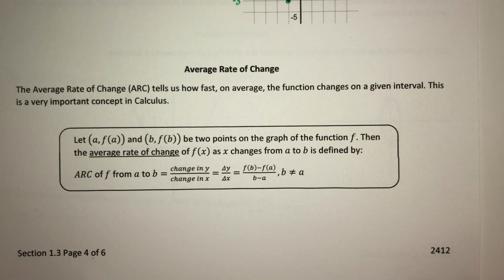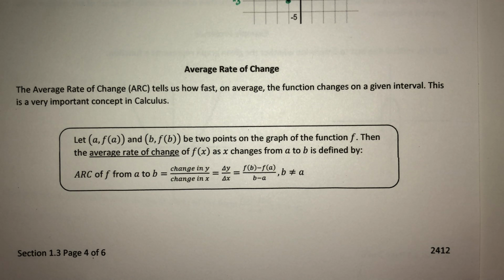This is part 6 of section 1.3, functions. We're going to start talking about both average rate of change and the difference quotient. If you took calculus in high school, these should look very familiar to you. They are very closely related to the concept of slope. In fact, they are slope.